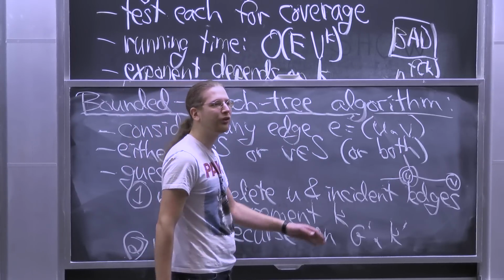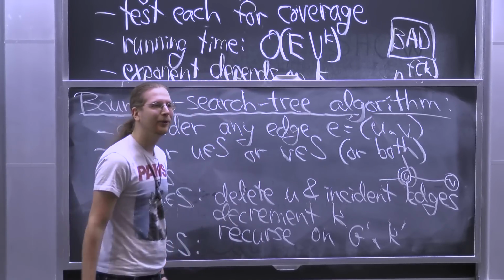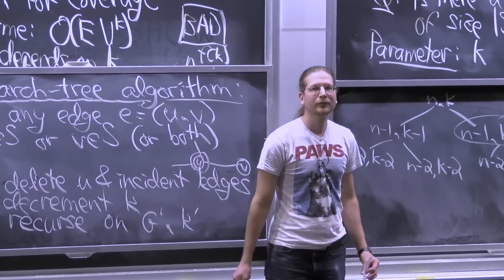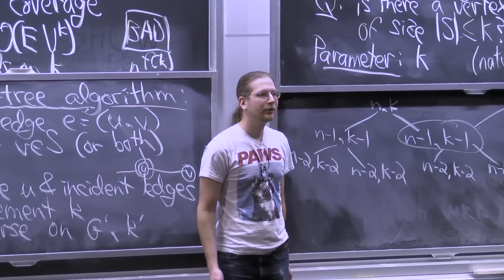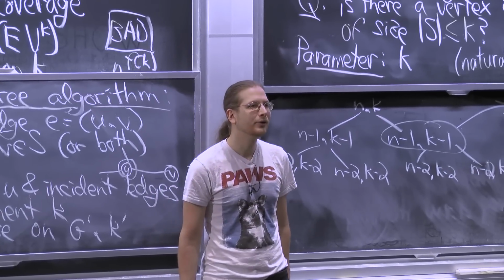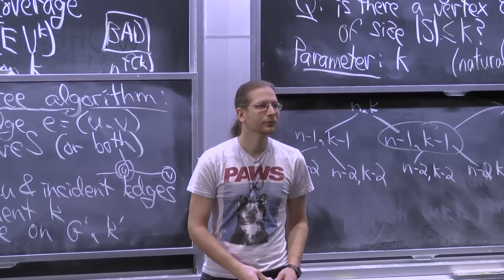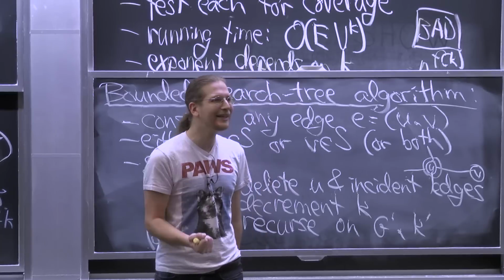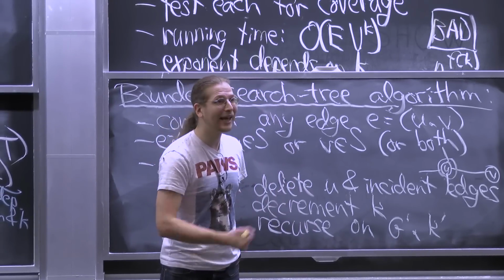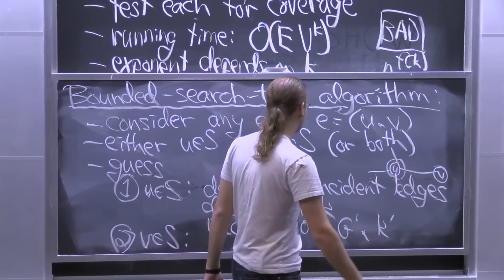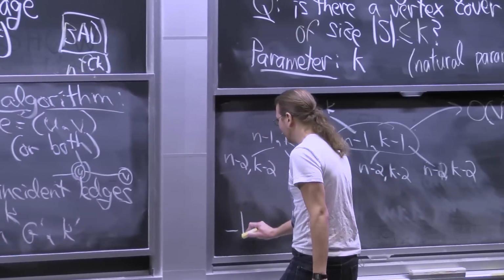When does this recursion stop? I didn't write a base case. Help me out. What's a good base case for this algorithm? Yeah. When k equals 0, check if there are any edges. When k equals 0, I can't put anything into my vertex cover. So if there are any edges, they're not going to be covered. That's bad news. Okay, so over here we have the base case.